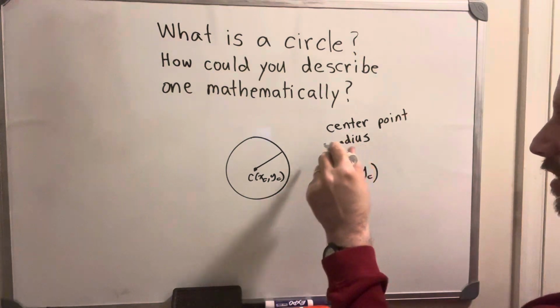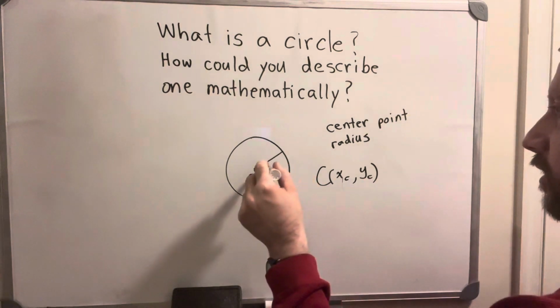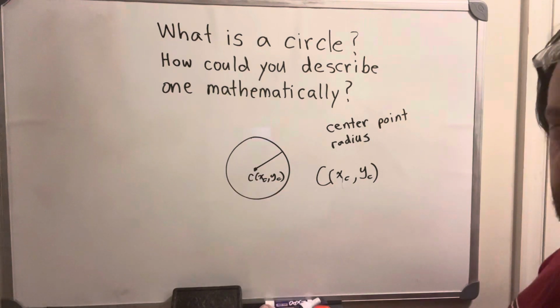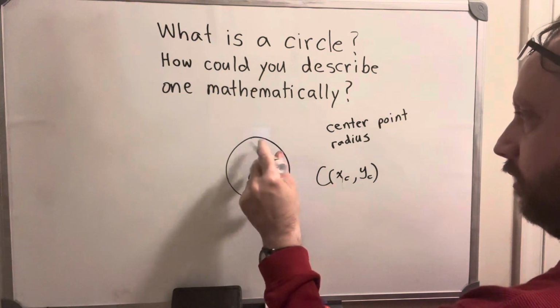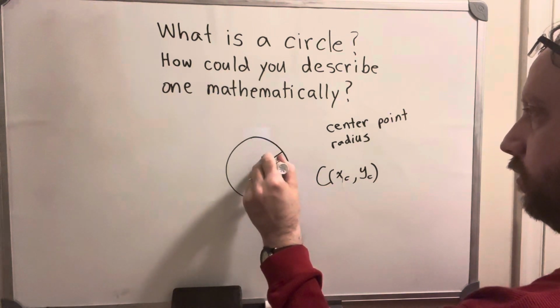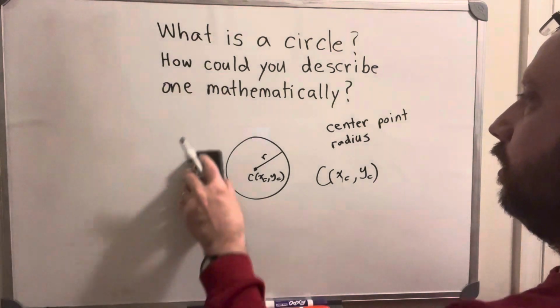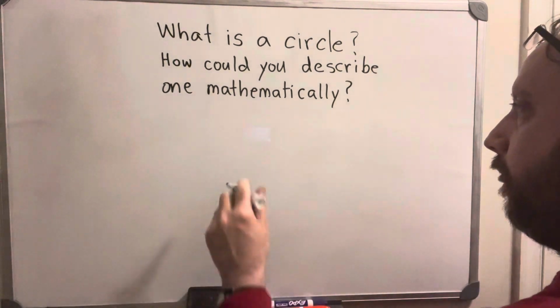And the radius is just the distance from the center to the edge, and a property of a circle is that all the points on the circle are equidistant, or the same distance, from the center of the circle. Okay, these are good things to describe a circle mathematically: center point and radius. Let's try making a circle with a very simple center point.